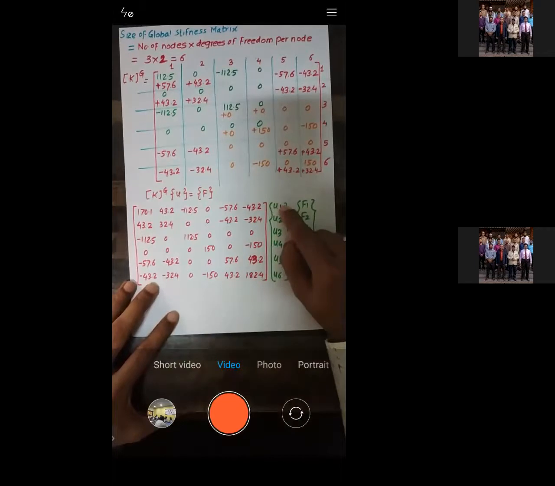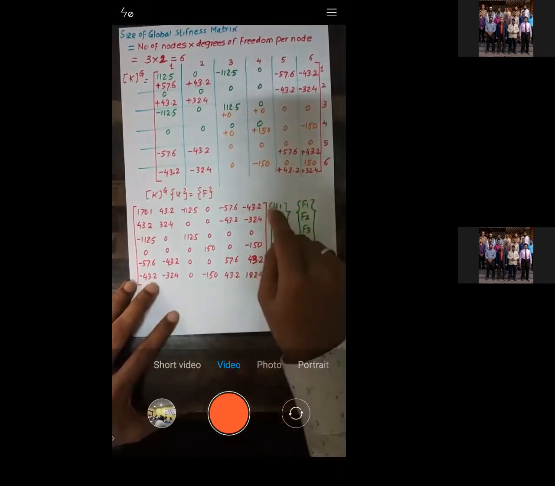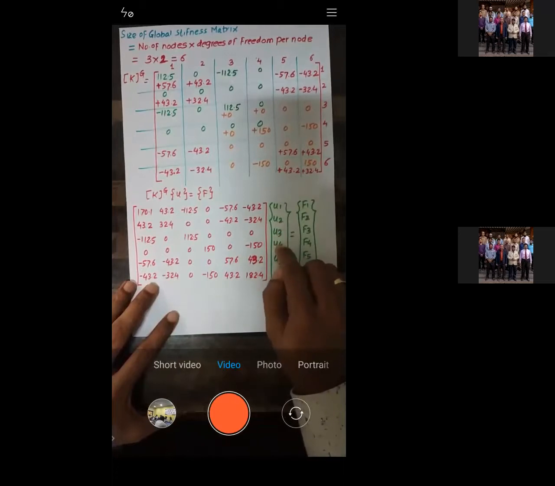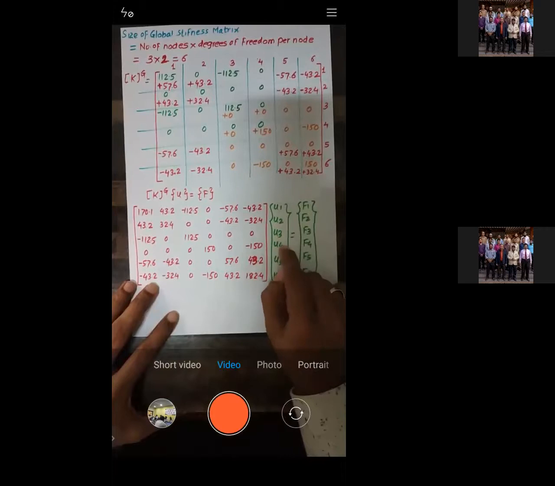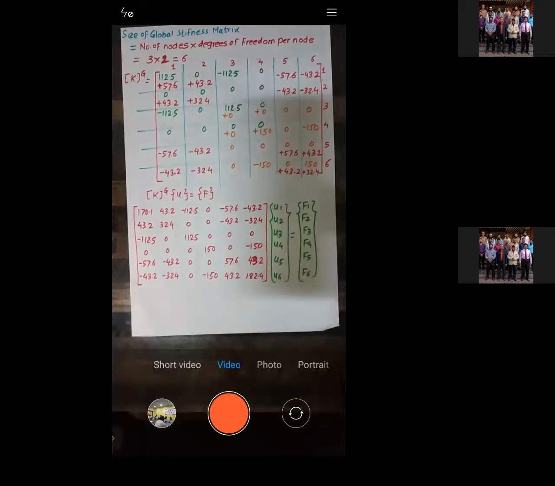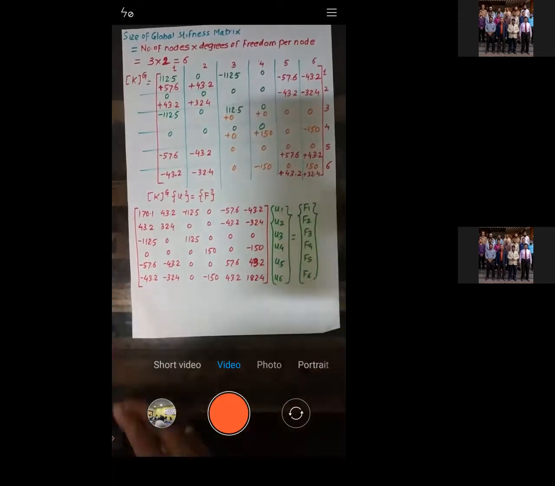U1 is the displacement at node 1 in the X direction, and U2 is in the Y direction. Similarly, U3 and U4 are at node 2, where U3 is in X and U4 is in Y. Similarly, U5 and U6 are at node 3, where U5 is in X and U6 is in Y. Similarly, we will have the forces. Now let us solve this equation.